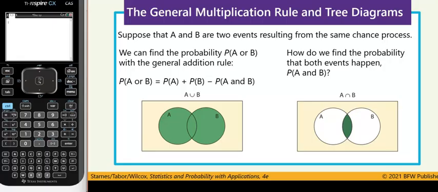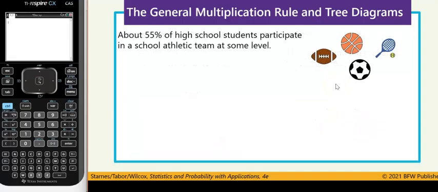Okay, so that's the general addition rule. We've got to add up the probabilities. If they're not mutually exclusive, then we have to subtract the overlap, right? The intersection of A and B, that's when both events happen.